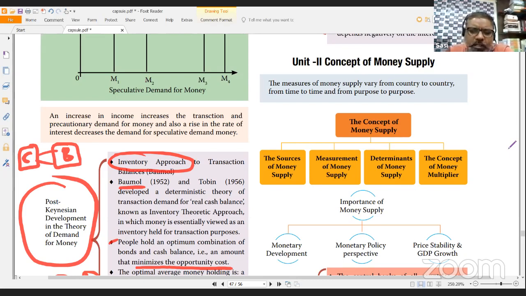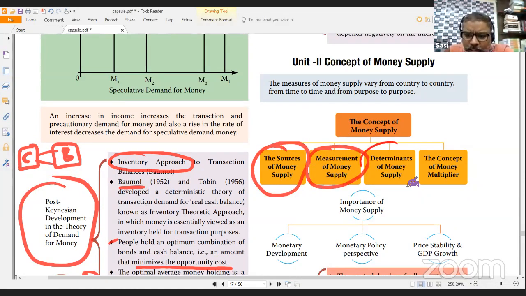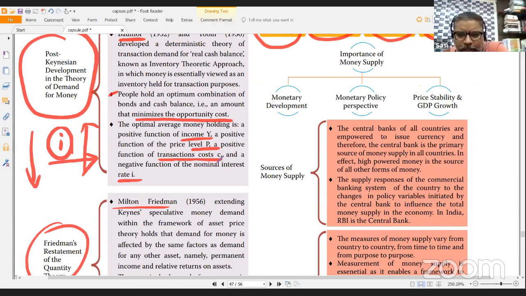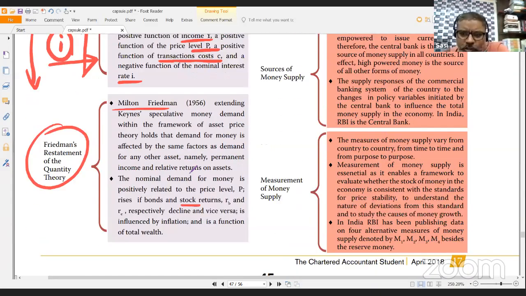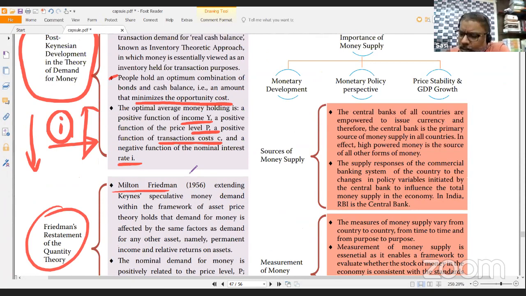Naturally, our Reserve Bank of India has to do that in India. So what are the sources of the supply of money? How to measure that? And what are the determinants of the money supply? And the concept of the money multiplier are all contained in the theory of money supply. Sources of money supply, simply speaking: RBI naturally is going to be the biggest source of money supply, but it is not the only source. Let us say Reserve Bank and commercial banks put together will be the sources of money in the Indian context.